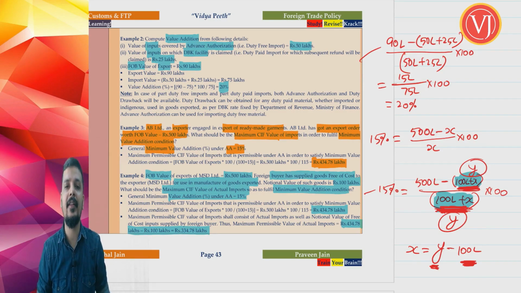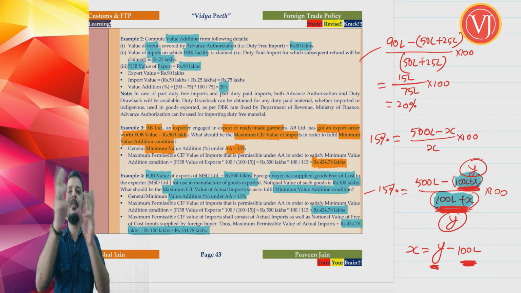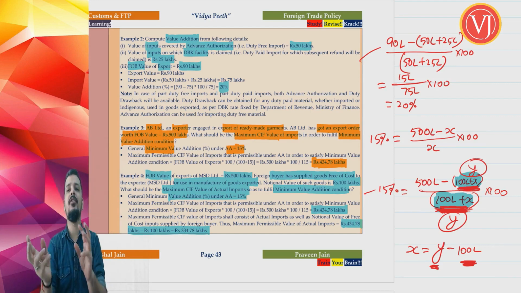Free of cost imports, rather than calling it as samples, call it as free of cost imports which will be used in the manufacturing process. Even that has to be added. So you have to remove the formula, and something missing, they will be giving this question in a different way. You have to find out the missing figure. They may tell first find out the validation, they may tell find out the export value, they may find out the import value.